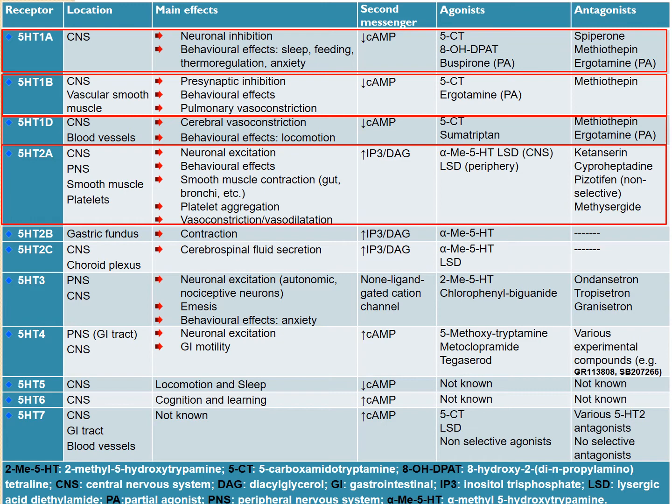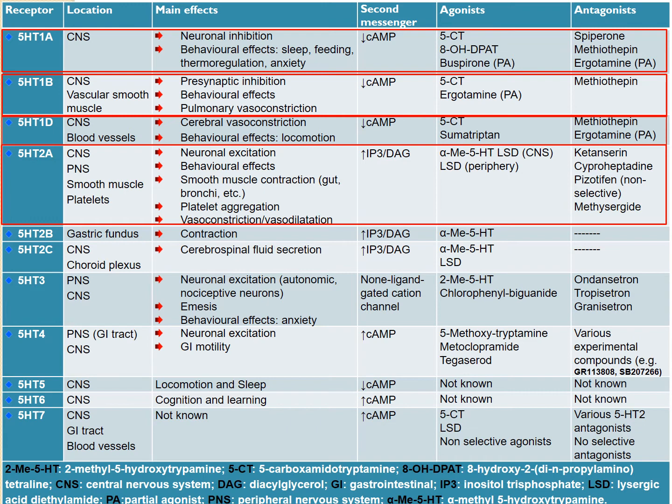It is mainly located at the central nervous system, peripheral nervous system, smooth muscle and the platelet. It is mainly involved in effects like neuronal excitation, behavioral effects, smooth muscle contraction mainly in the gut and the bronchi, platelet aggregation, vasoconstriction and vasodilation. The secondary messenger of the 5-HT2A receptor is inositol triphosphate and diacylglycerol. It mainly functions through an increase in the concentration of inositol triphosphate and diacylglycerol.